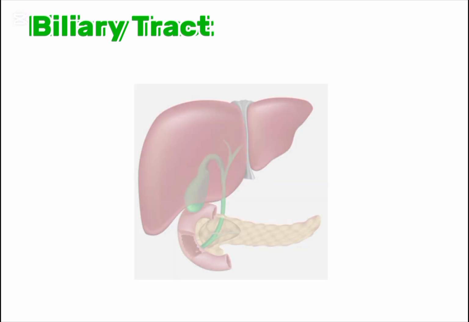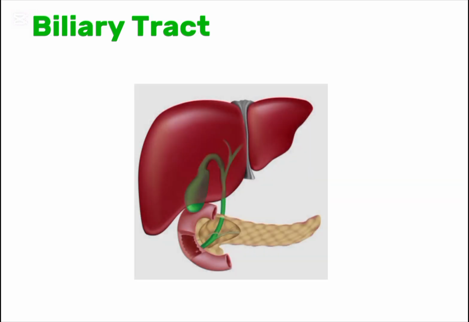Biliary tract. Biliary tract is the system of the ducts which produce, store, transport and deliver bile from the liver to the duodenum to aid in digestion, especially of fat. Organs involved or parts of the biliary tract are liver, which produces the bile, gallbladder that is present on the posterior surface of the liver, stores the bile, bile ducts, which includes hepatic ducts, common bile duct, and cystic duct.